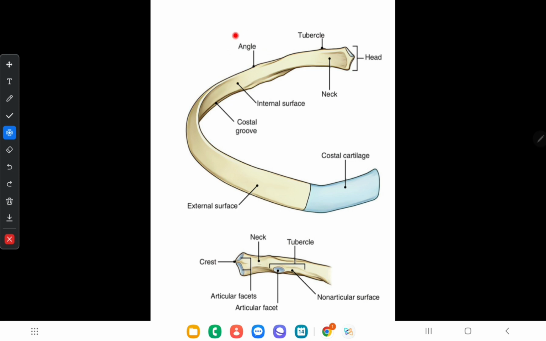Here you can see the angle of the rib, which is lateral to the tubercle. It is the weakest part of the rib. Therefore, fractures are possible at this angle. Fractures are possible from the angle level.